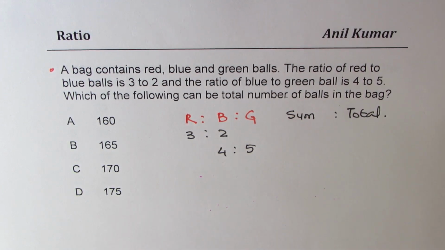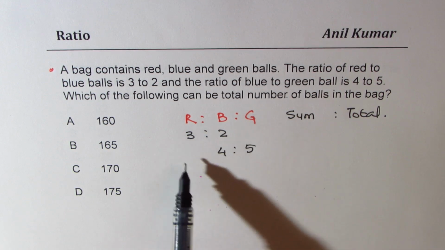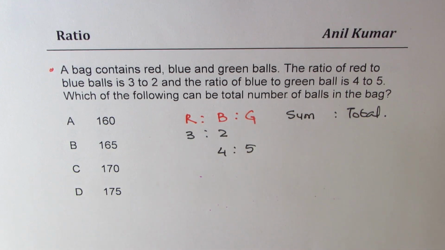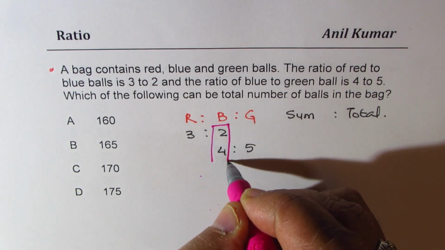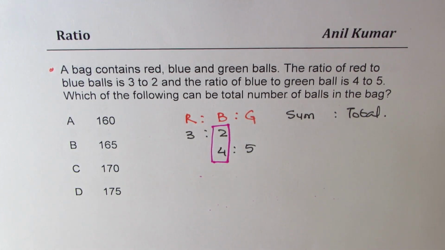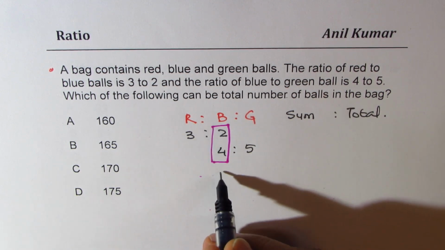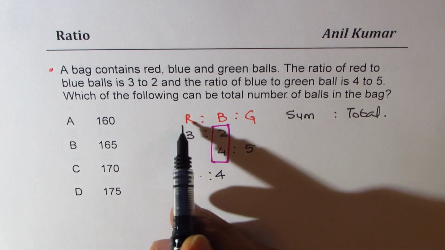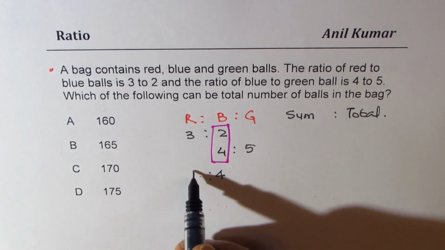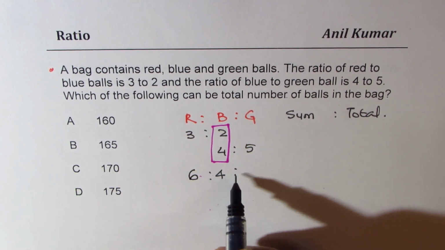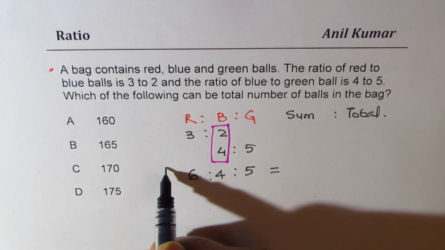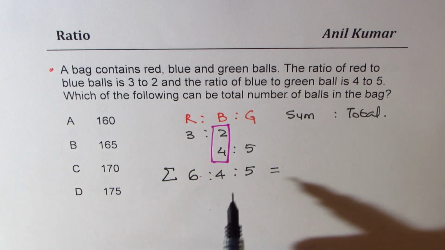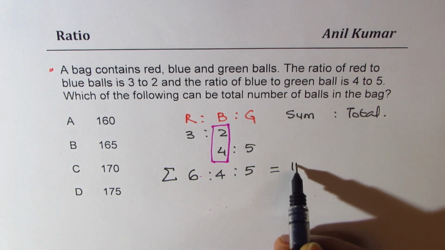Okay, now to get the total, we should get the same kind of relation. Perfect. So here we could get a scale factor from 4 and 2. Correct? So if I make the balls as 4, in that case, the red balls will be 2 times 3, 6. Do you see that? And we know the green is 5. If I add all this, the sum is 15.